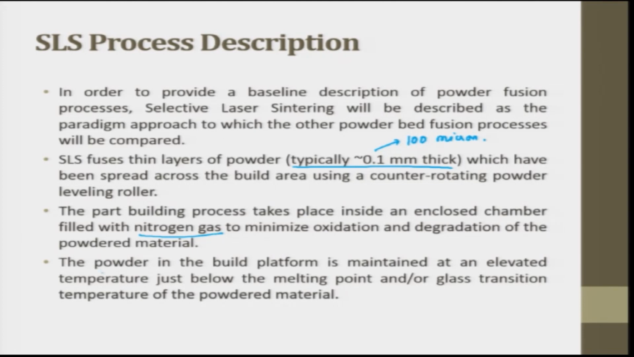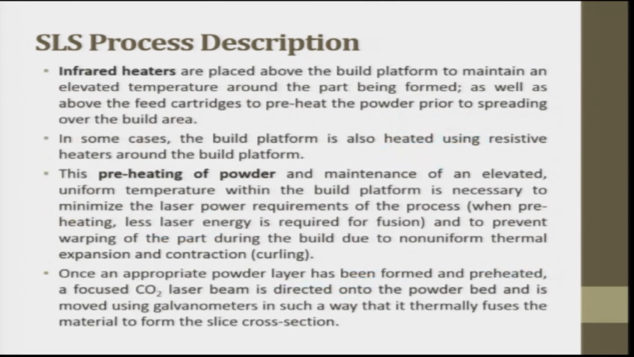Nitrogen gas is non-reactive. The powder in the build platform is maintained at an elevated temperature just below the melting point or glass transition temperature of the powder, such that it sticks with the previous layer. Infrared heating: infrared heaters are placed above the build platform to maintain an elevated temperature around the part being formed, as well as above the feed cartridge, to preheat the powder prior to spreading over the build area.